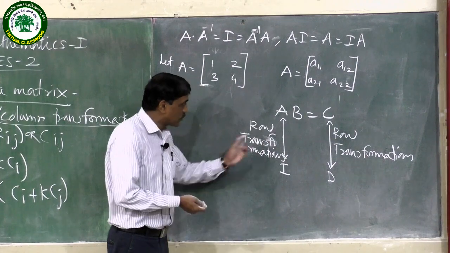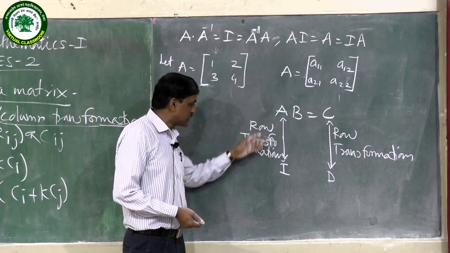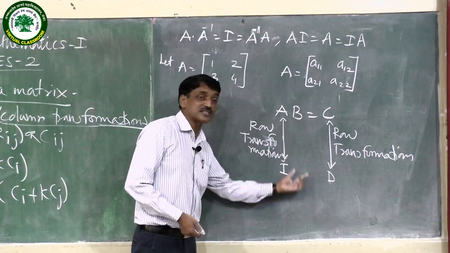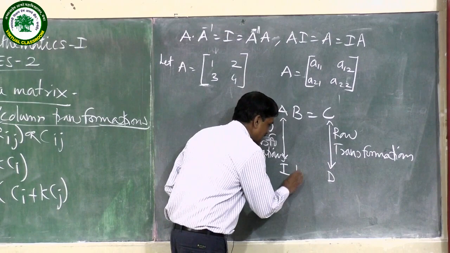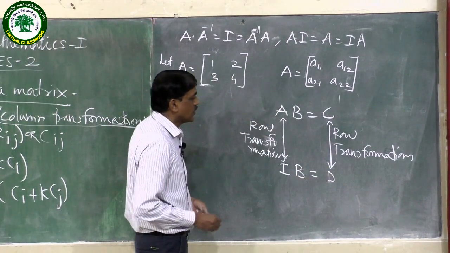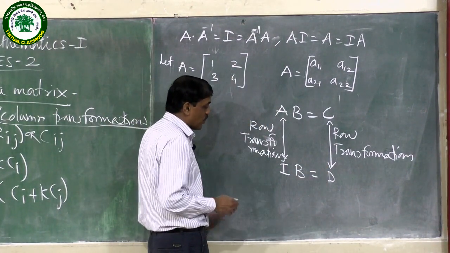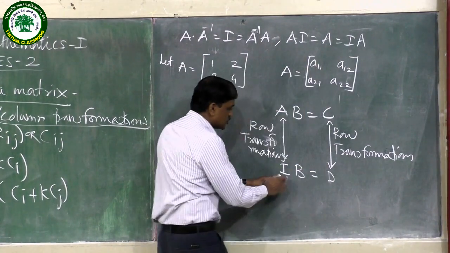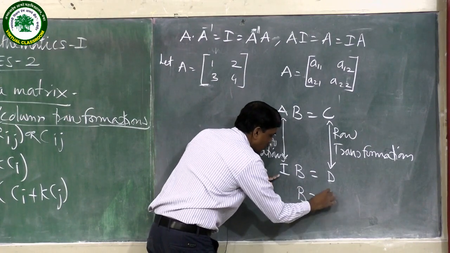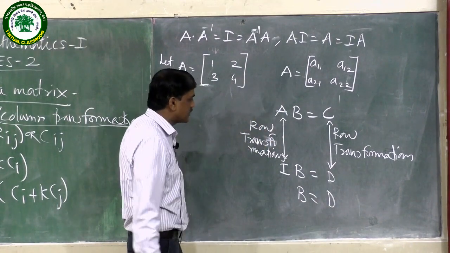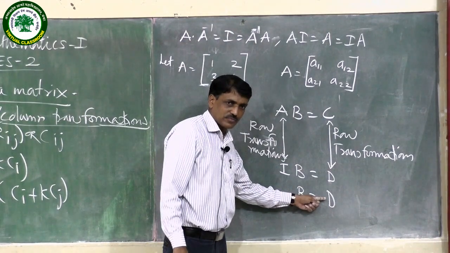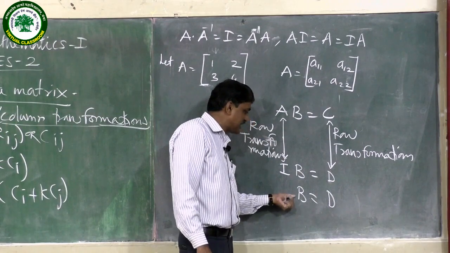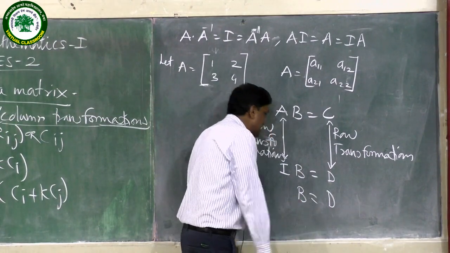One more very important thing is that while performing row transformations on the prefactor, on the first matrix, on the matrix A, the matrix B remains unchanged. So it remains as it is. Now see, what does it finally become? I into B. What do we know? I into A is the same matrix. So I into B becomes B is equal to D, and finally we get I into B is equal to D. This D is the inverse of the matrix B.